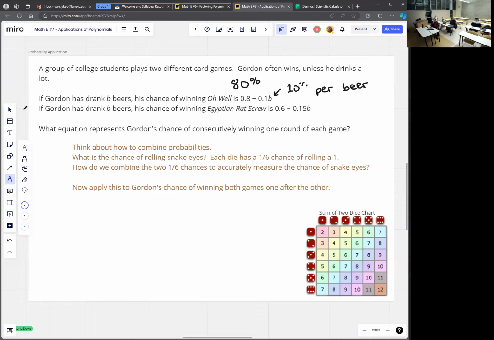So how do we put probabilities together? Think about snake eyes with dice. If you want to roll a one, that's one out of six. And if you want to roll another one, that's another one out of six.